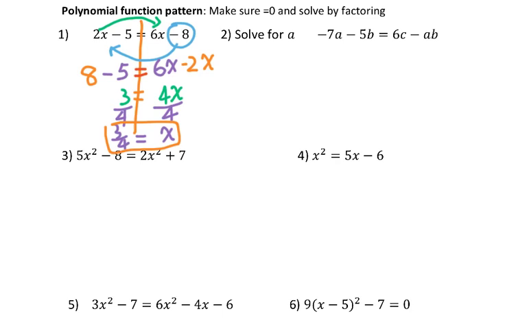You can move the variable on the left side. You will get the same answer. So let's go to question 2, solve for A. Then check what pattern for this equation. Since solve for A means A is a variable, we know A to the first power. That's why this is linear.